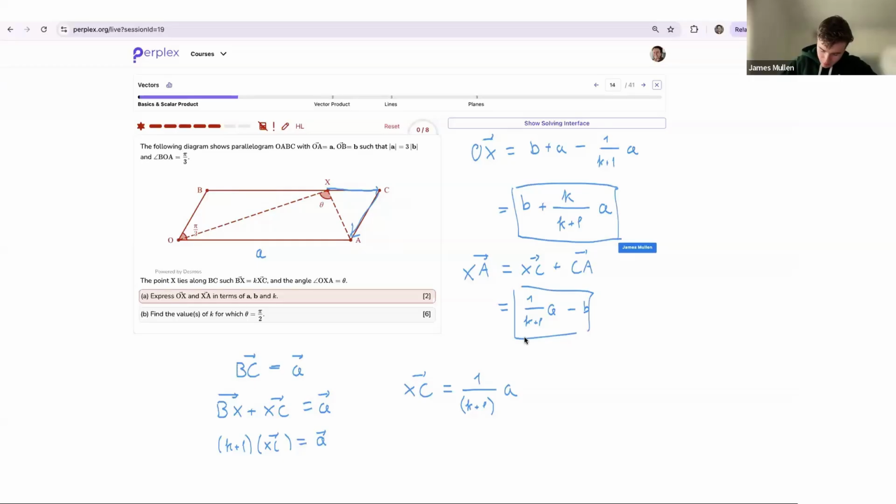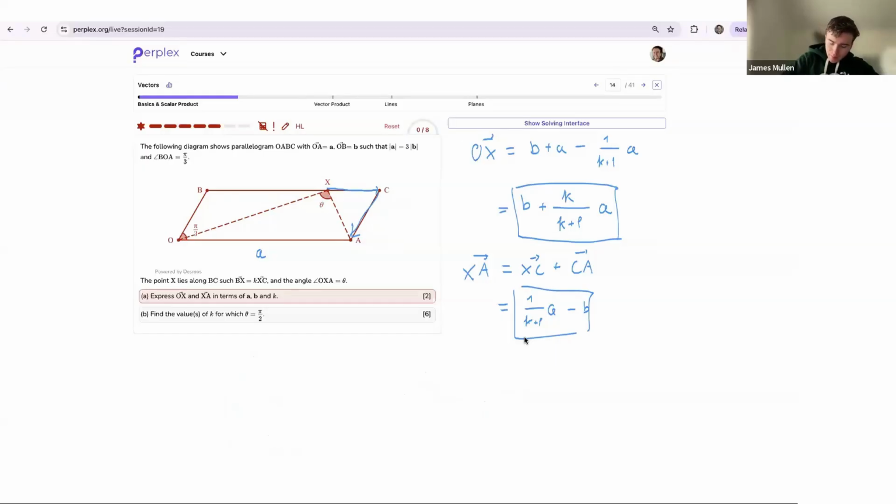So I'm just going to make some space down here, and we're going to continue with part B, which is to find the value of K for which theta is equal to pi over 2. Now, pi over 2 is 90 degrees, and that means I'm looking for the value of K such that OX and OA are at right angles to each other, all right? And that means that OX dotted with OA is equal to 0.